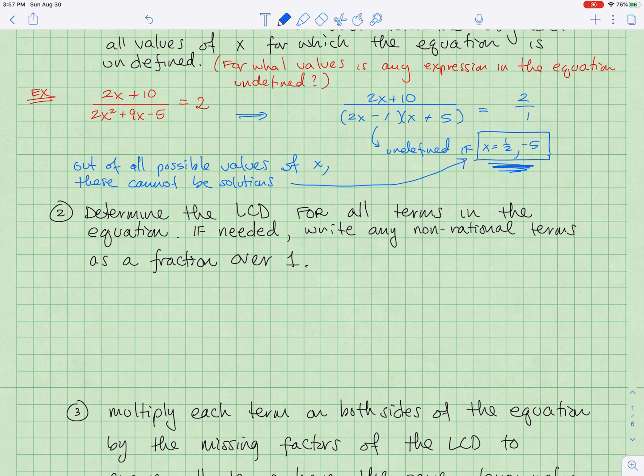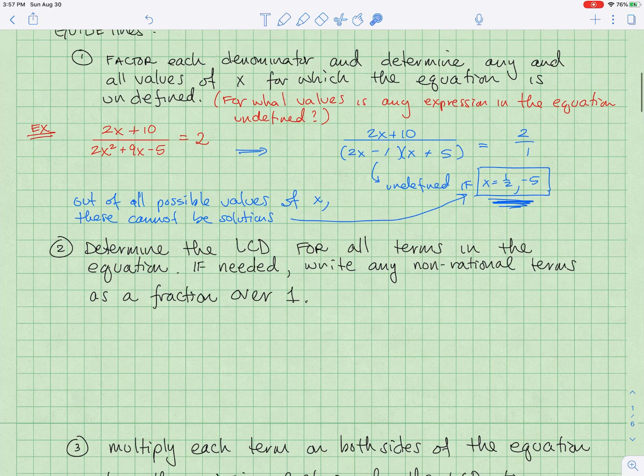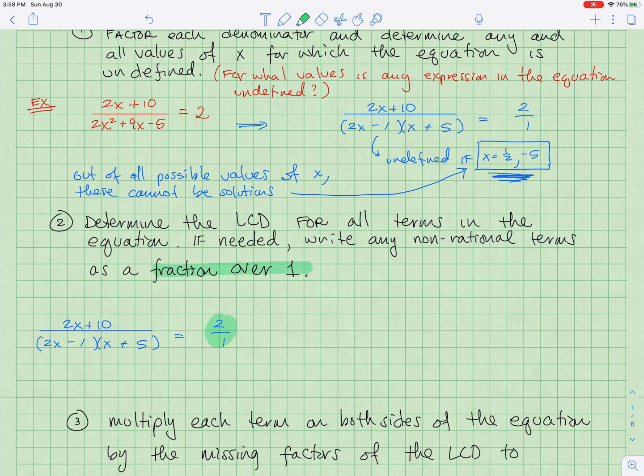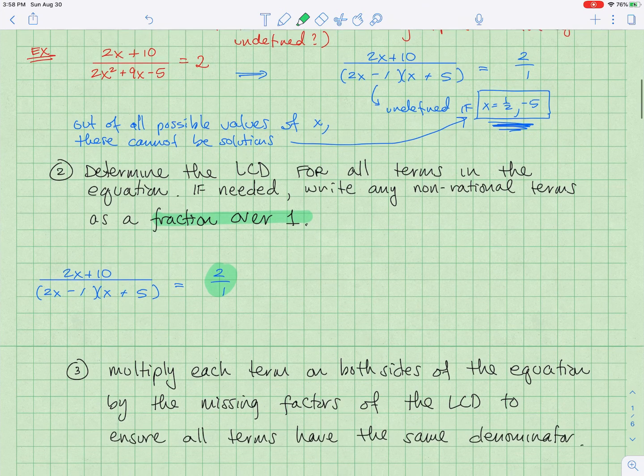Okay. Step 2. Determine the least common denominator for all terms in the equation. If needed, write any non-rational terms as a fraction over 1. Well, we kind of already did that, but here's our expression. Let me duplicate that. So when we talk about write any non-rational terms as a fraction over 1, we're specifically talking about 2 over 1 there, which was just a 2.